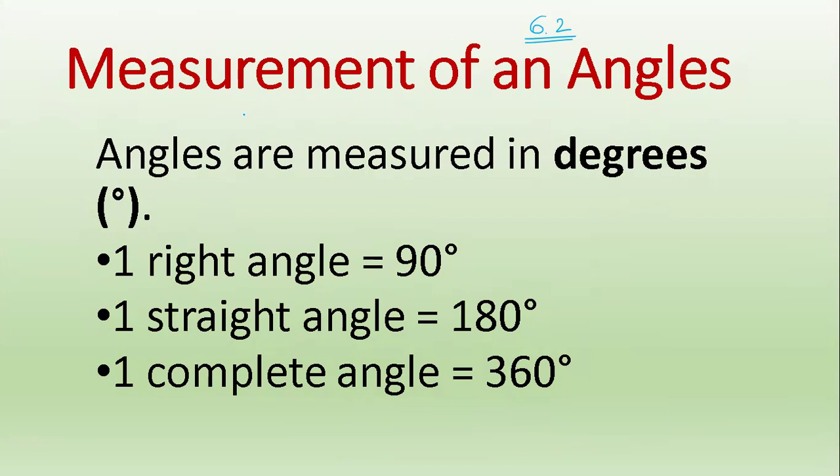Measurement of an angle. Angles are measured in degrees. This is a degree symbol. One right angle is equal to 90 degrees. One straight angle is equal to 180 degrees.